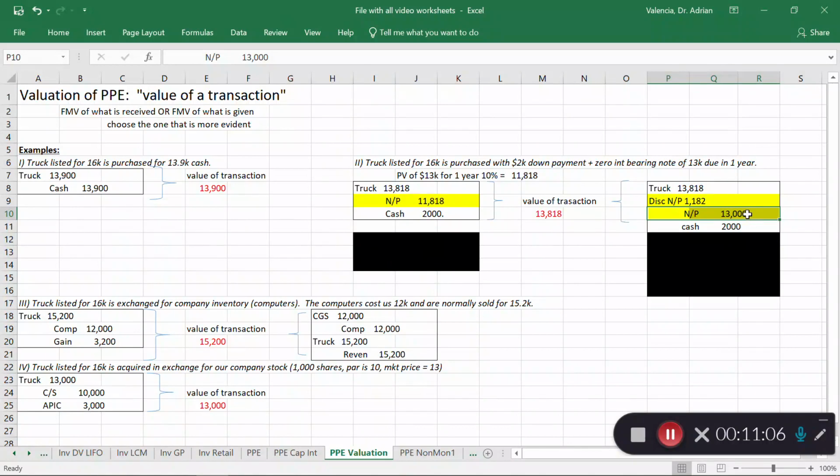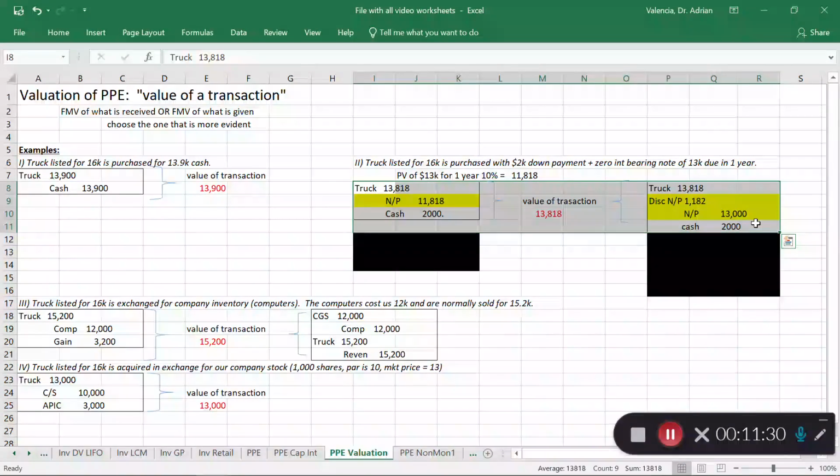But if I do that, then I need to include this discount on notes payable, which is a contra liability, reducing the note payable. So at the end of the day, this is still a note with a net carrying value of 11,818. And either way is fine. There's no difference from the perspective of the accountant. It accomplishes the same thing.